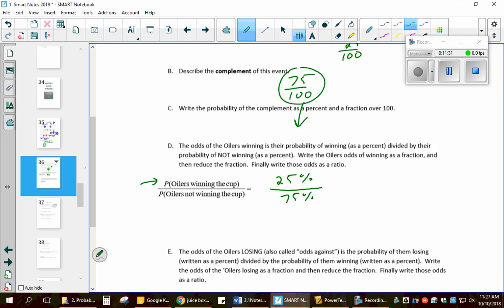If you reduce that, what would that reduce down to? They do both divide by 5, but 25 is probably a bigger one we could divide them both by. So we divide them both by 25. This ends up being 1 over 3. But typically, like I said, the way that we write odds would be 1 to 3.